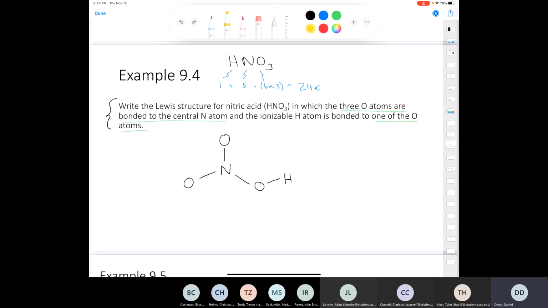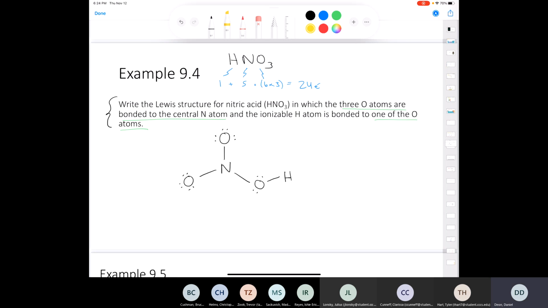Well, if we've used up a total of 8 electrons and we have 16 to go, let's just start putting them around. If I put 1, 2, 3, 4, 5, 6, 7, 8, 9, 10, 11, 12, 13, 14, 15, 16. Let's say I try something like that. Well, you look at this oxygen. What's it surrounded by? 1, 2, 3, 4, 5, 6, 7, 8 electrons. Hey, it's got an octet.